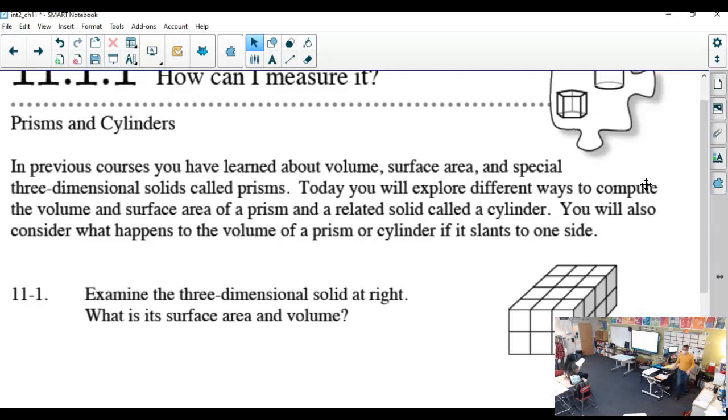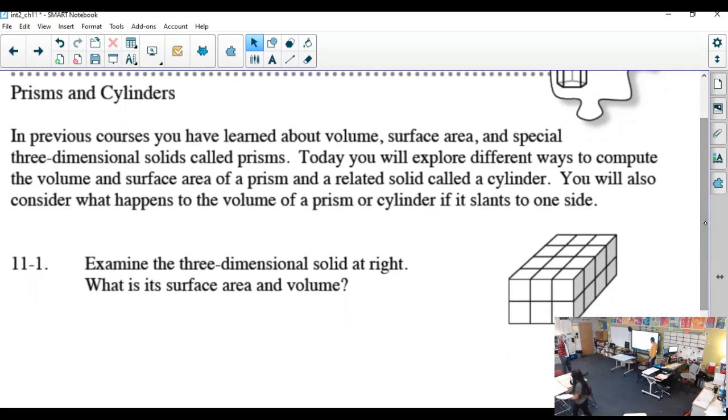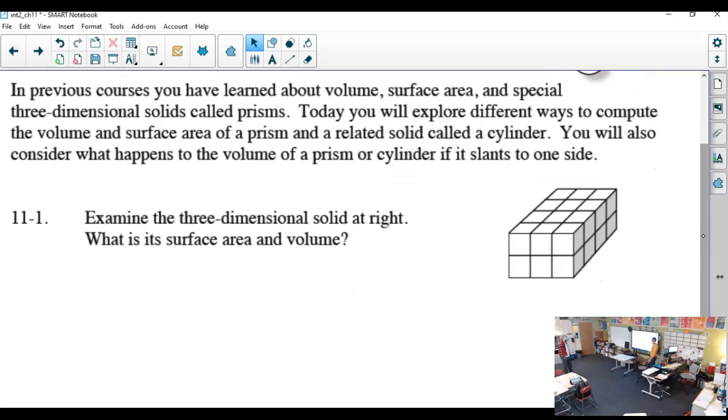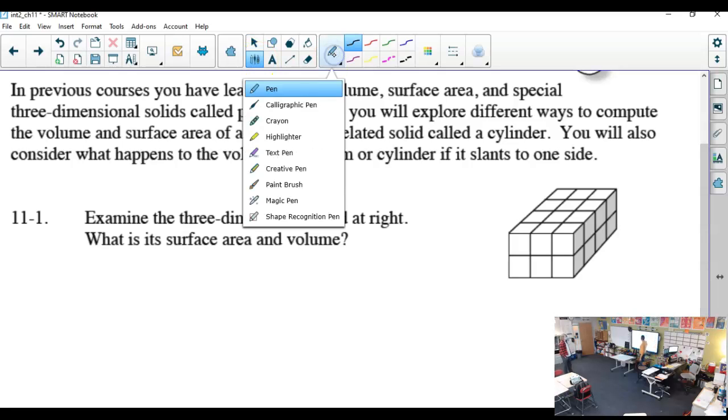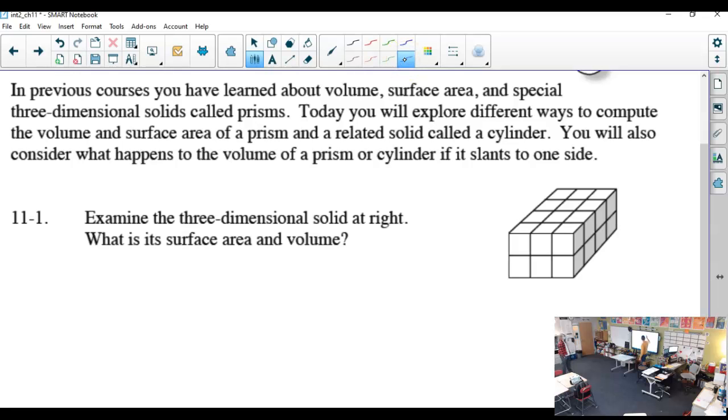All right, so real quick, we're gonna burn through this lesson super fast, like the fuse on a black cat. When we look at a three-dimensional prism and we're talking about volume, that's pretty much easier than surface area. What's the efficient way to do surface area on a prism, especially a rectangular prism?